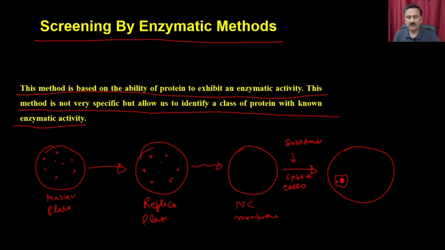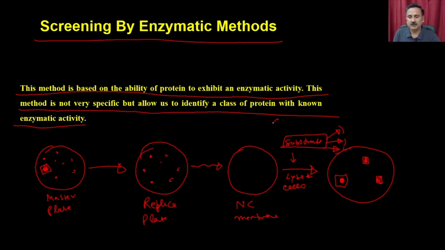This signal you can compare, which is there on the replica plate, to the master plate, and that is how you say, okay, this is the clone of my interest. The only issue with screening by the enzymatic method is that it may not be unique, because in some cases multiple clones might give you the activity. A substrate is a very non-specific probe, because a substrate can be used by multiple enzymes, and that may misguide you in terms of getting the clones.